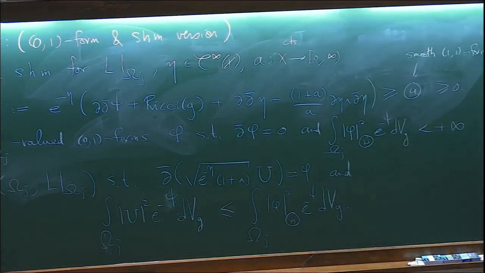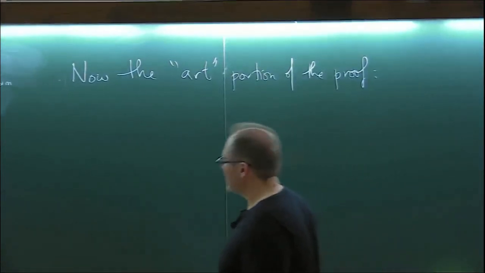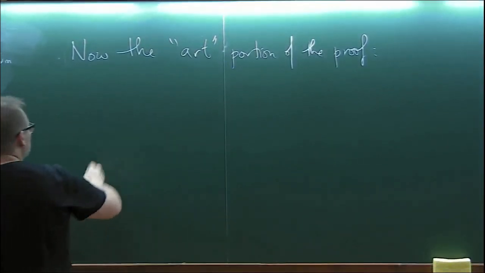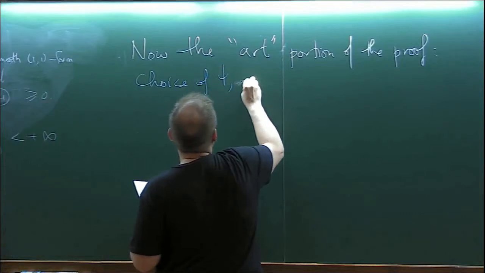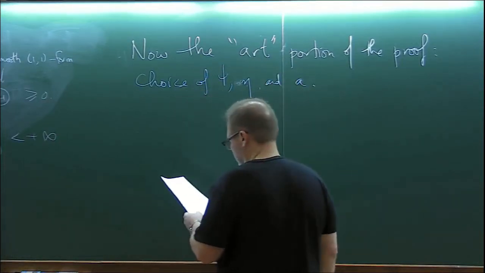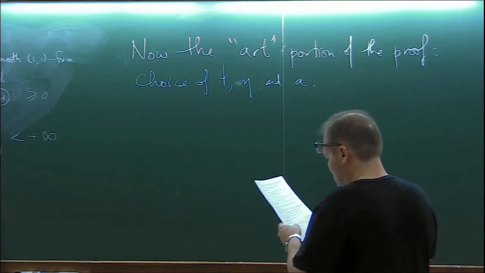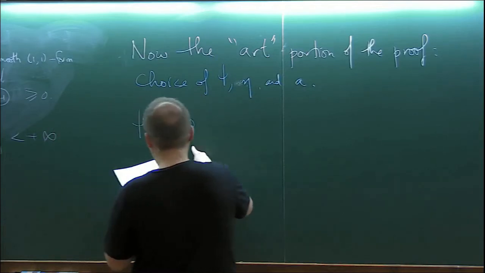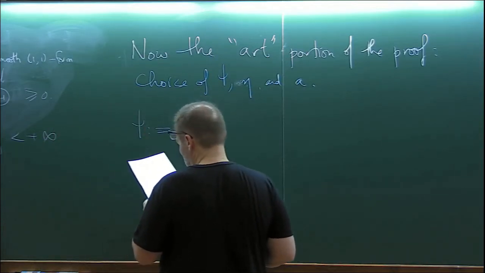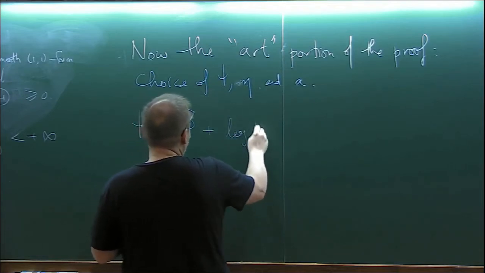Okay, so now the art portion of the proof. This is where your mind could get blown. It involves the choice of psi, eta, and a. First of all, psi. Psi will be the metric phi, so these are the exponents of the metrics. It will be phi plus the log of this function.